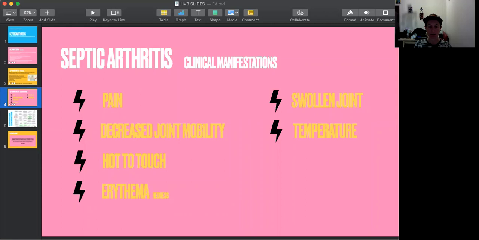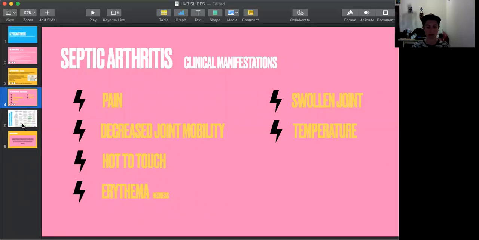So the clinical manifestations of septic arthritis are pain, decreased joint mobility, the joint becomes hot to touch, erythema, which is redness on the joint, swollen joint, or temperature. So in relation to the case study, you can see that Mr. D'Souza is experiencing all of those manifestations.